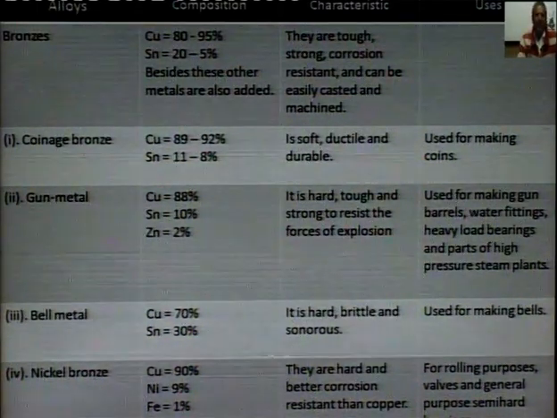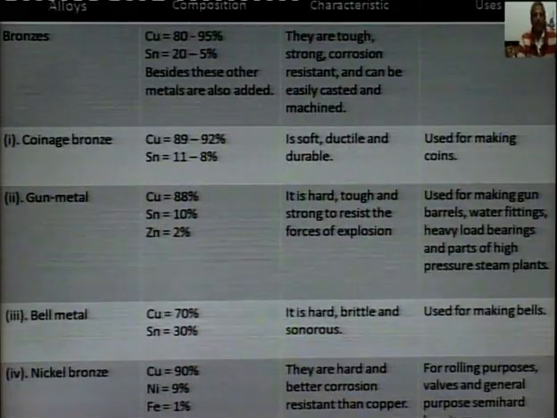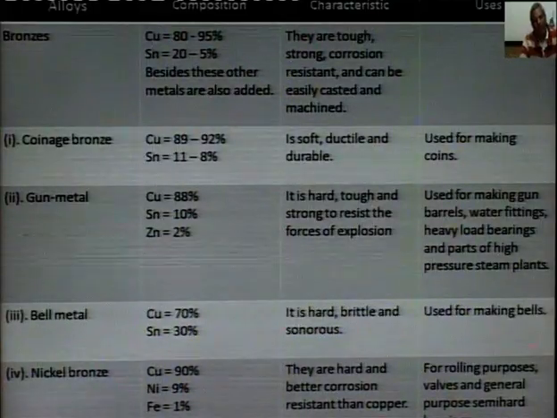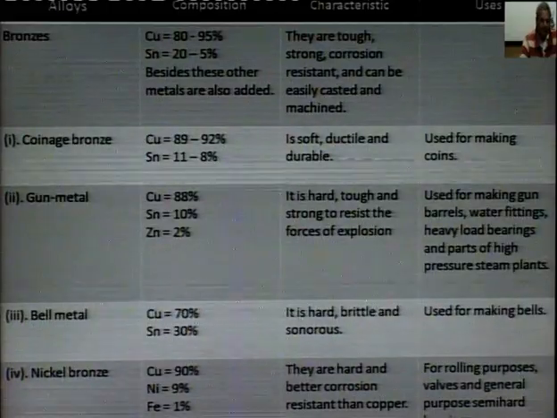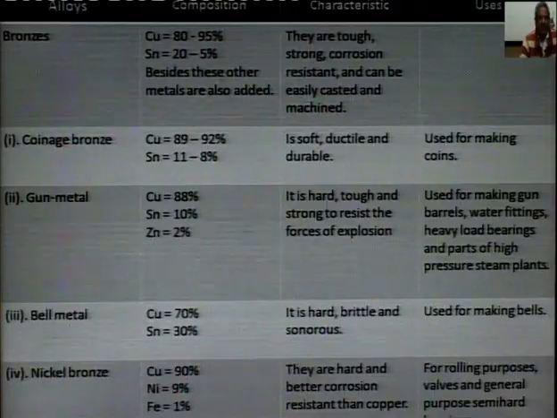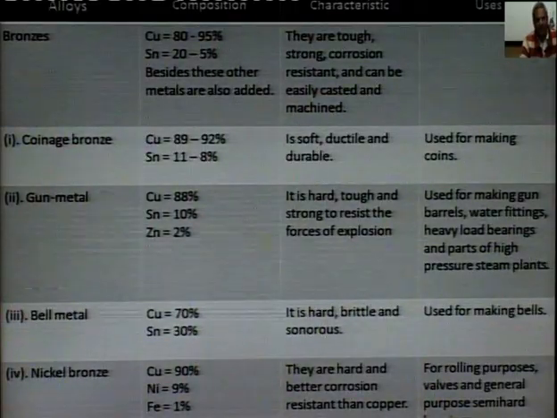Bell metals. The composition of the bell metal is copper approximately 70% and tin 30%. It is hard, brittle, and sonorous. It is used for making bells.